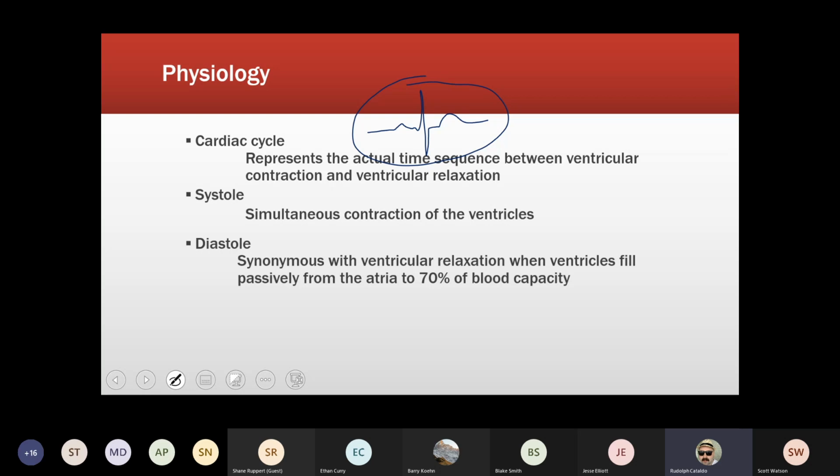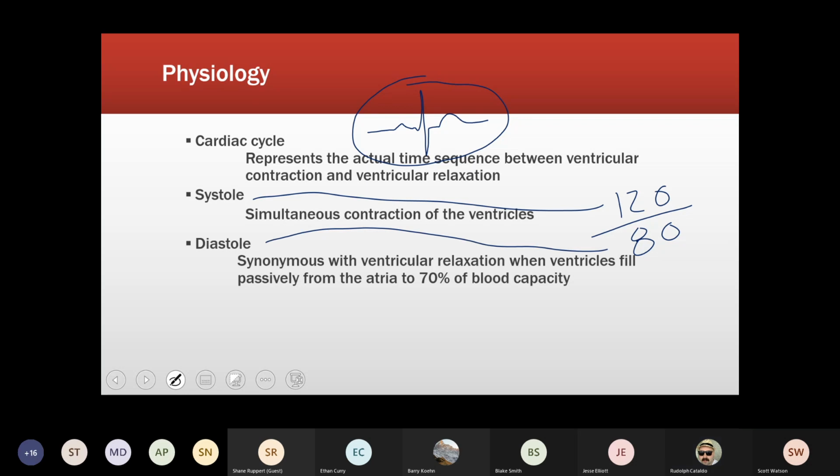Remember, systole is obviously the amount of high pressure, the amount of afterload. When we think of systole and diastole, the easiest way I can put it is 120/80. Systole refers to our systolic number when the heart is actually working. Diastole refers to the bottom number where our heart is relaxing, how much blood we have moving around when we're relaxed.